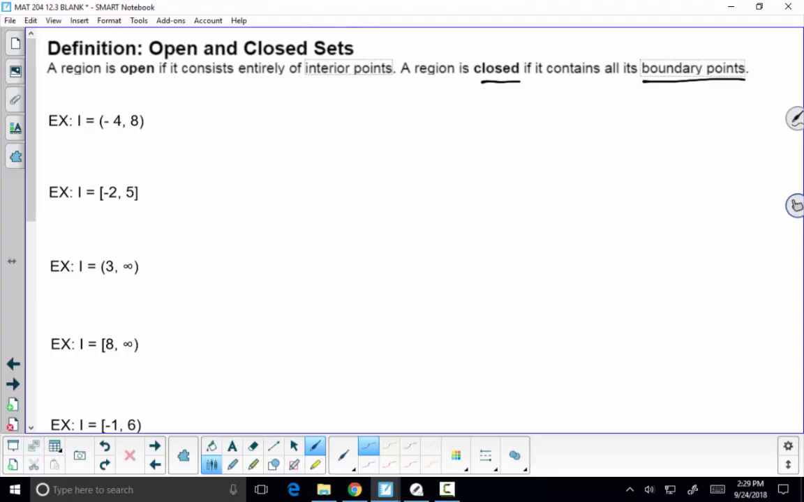So we're looking at 1, 3, open. That set right there is open because every point in it is interior to it. But it is not closed because it doesn't contain 1 and 3. And if we look at 1, 3 where we close it at each of those, that set is closed. That is not open though.